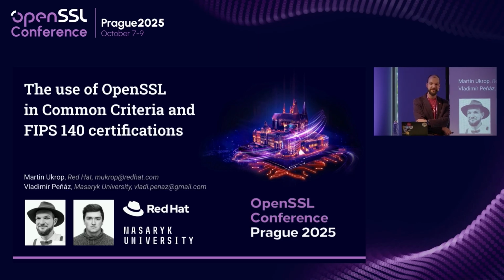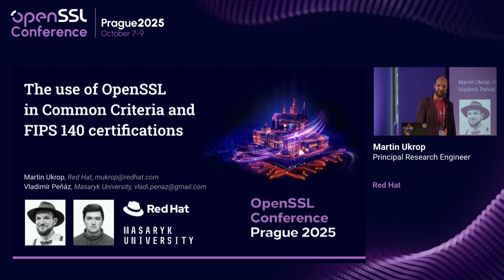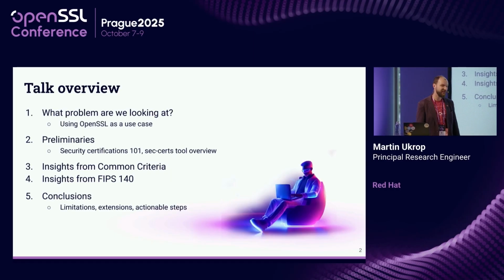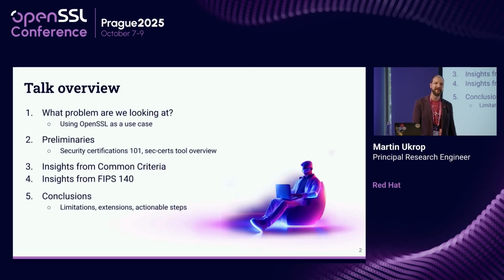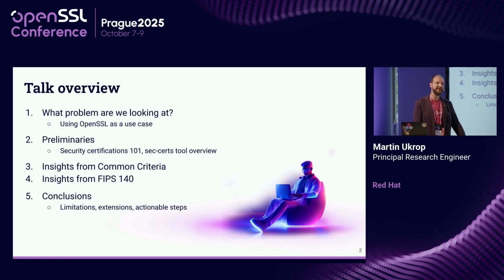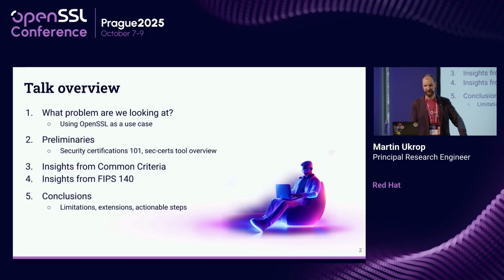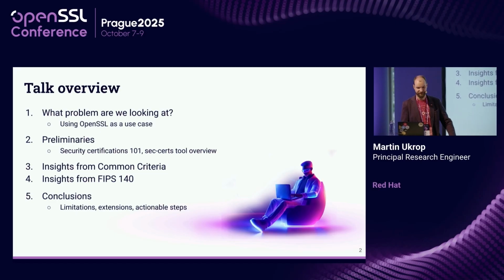We'll be talking about what can we dig from Common Criteria and FIPS 140 regarding OpenSSL, given that we are at the OpenSSL Conference. I'll roughly start with the motivation on why and how we are trying to dig things from certifications, then do a little bit of a detour to the preliminaries of how certifications work and how our tool works for those that may not be aware. Then we have a large block on the actual results from Common Criteria and FIPS 140, and then we conclude.